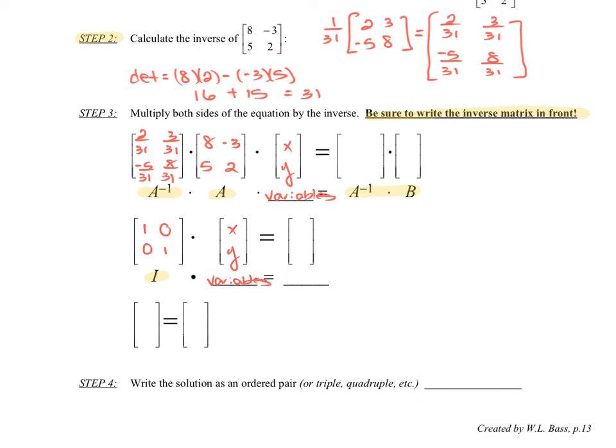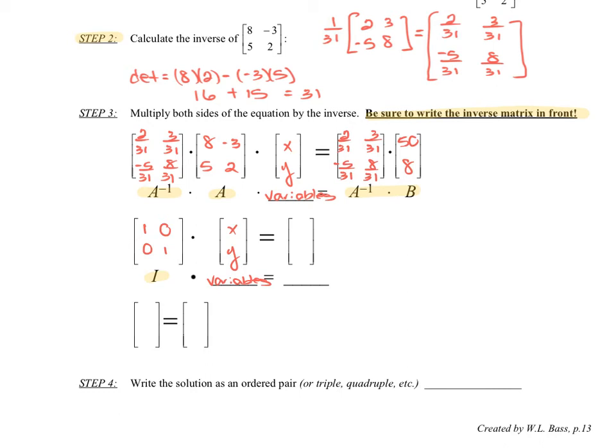So let's take a look and see what happens on the right-hand side. So on that right-hand side, I still need that inverse again. So 2 over 31, my 3 over 31, negative 5 over 31, and 8 over 31. And my constants were 50 and 8. So now I'm going to go ahead and do that matrix multiplication.